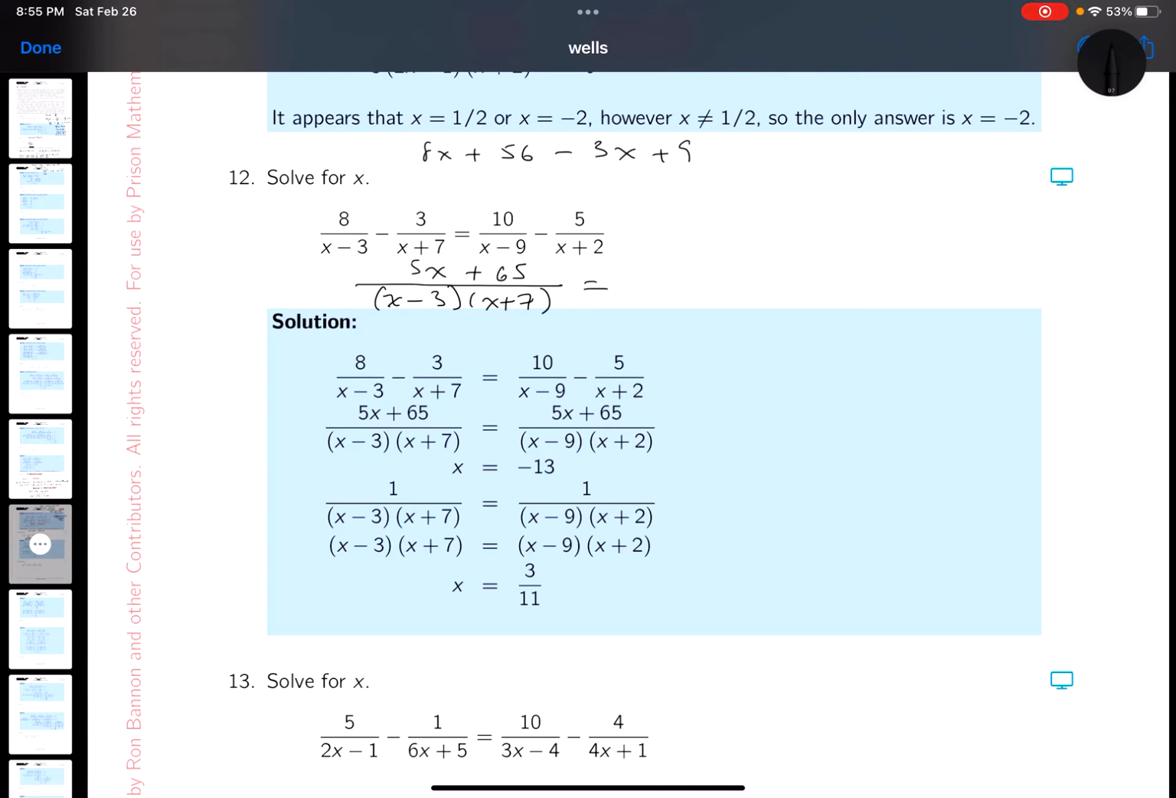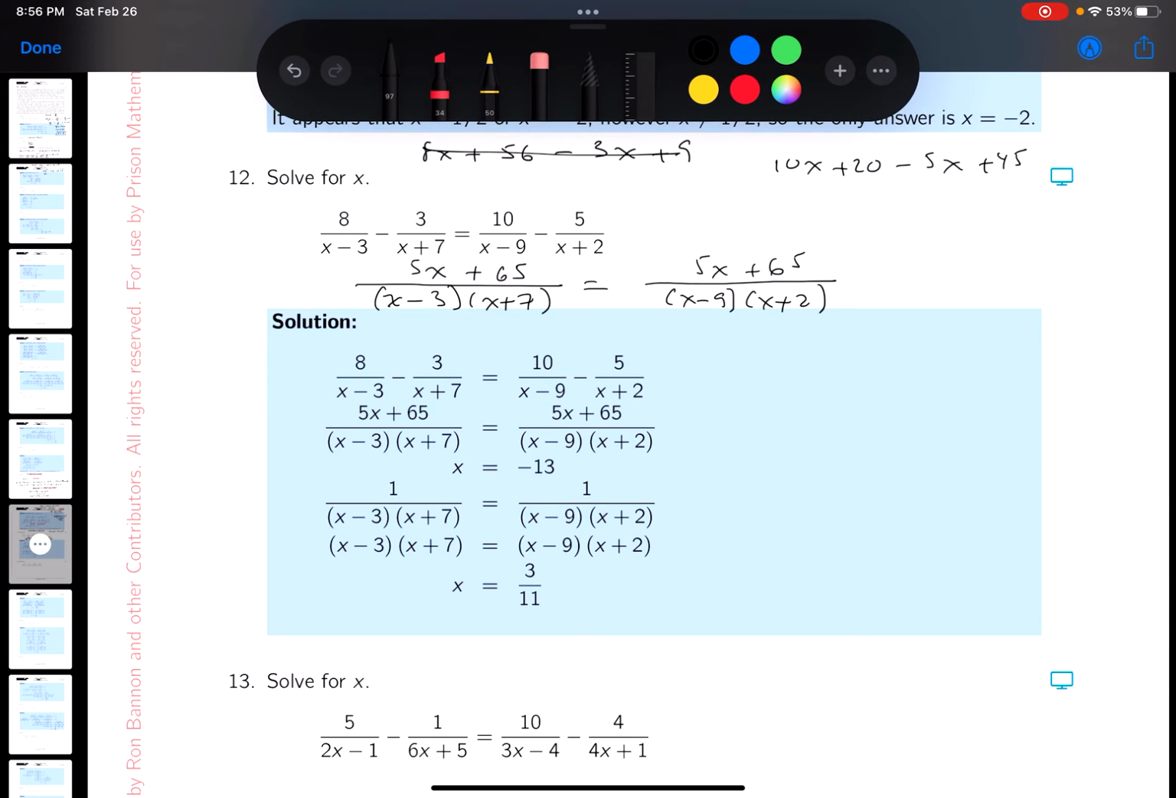Let's keep going. And x minus 9, x plus 2. And let's see what you get there. I'll cross this out. I'll erase it later. You get 10x plus 20 minus 5x plus 45. What does that give you? Well, that gives you 5x plus 65. By the way, this is very promising at this point. I'll tell you why. Let me just get my eraser out and erase this business up here.